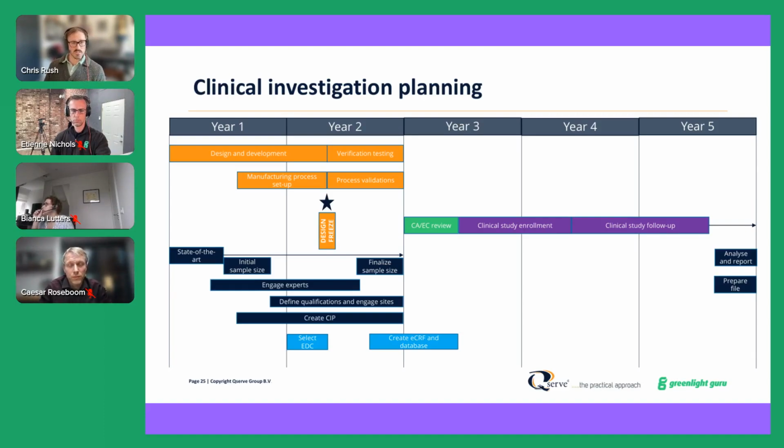When to start assessing EDC tools, so the actual data capture tools. If we look at that purple bar for clinical study enrollment at the beginning of that, about halfway through year 3, you really want to start looking at EDC software tools somewhere in the range of 6 to 12 months out, just depending on the tools.